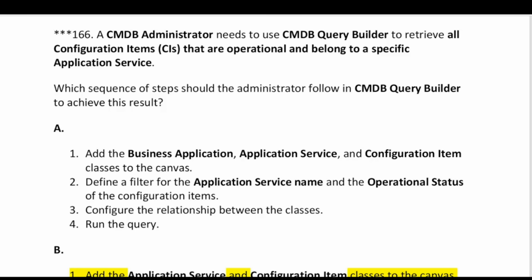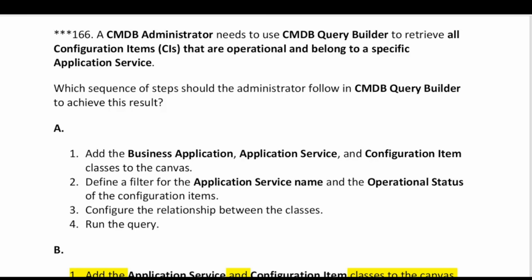Question is, a CMDB administrator needs to use CMDB Query Builder to retrieve all configuration items (CIs) that are operational and belong to a specific application service. Which sequence of steps should the administrator follow in CMDB Query Builder to achieve this result?